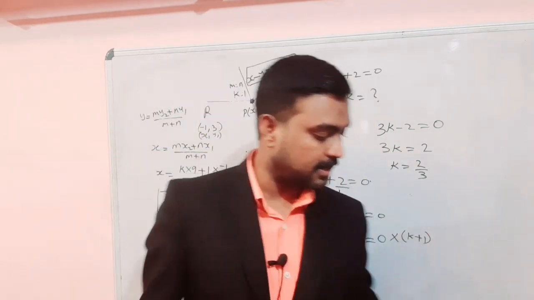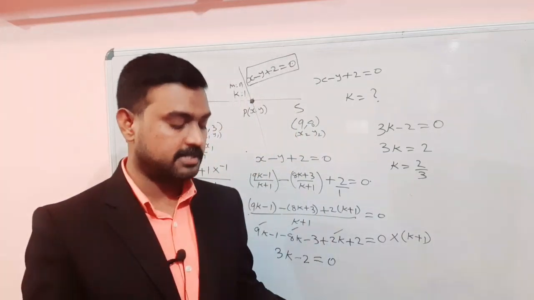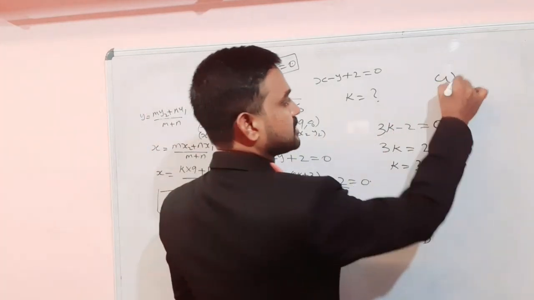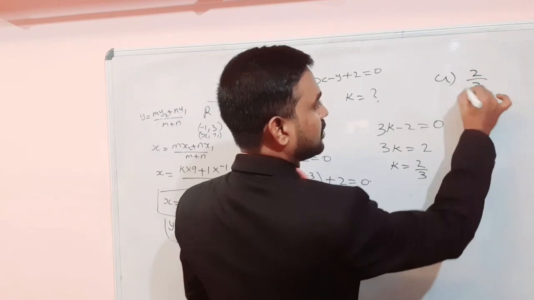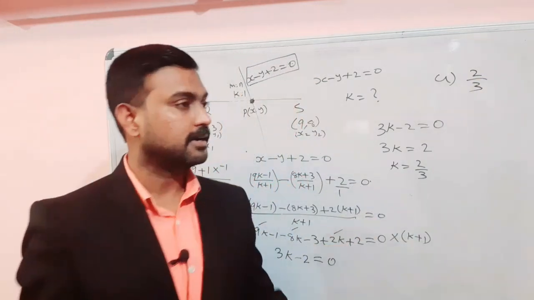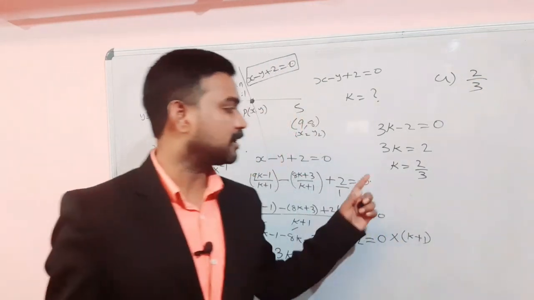Now our options are here. We can check the options. Option A is the right answer. There it is given as 2 by 3. So no need to check other options. We got the right answer, k is equal to 2 by 3.